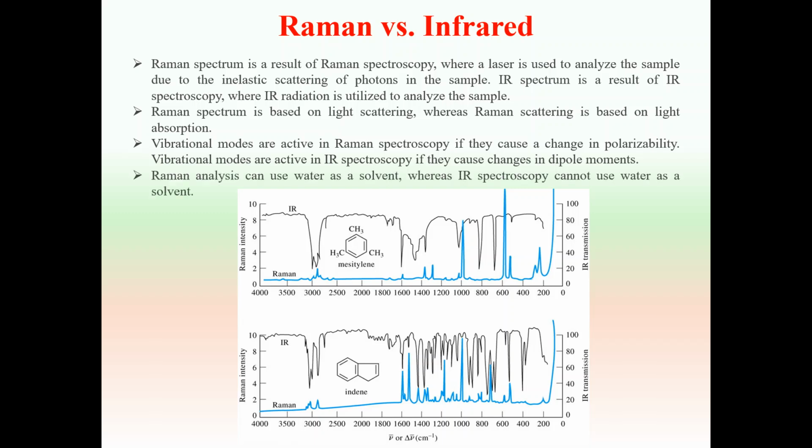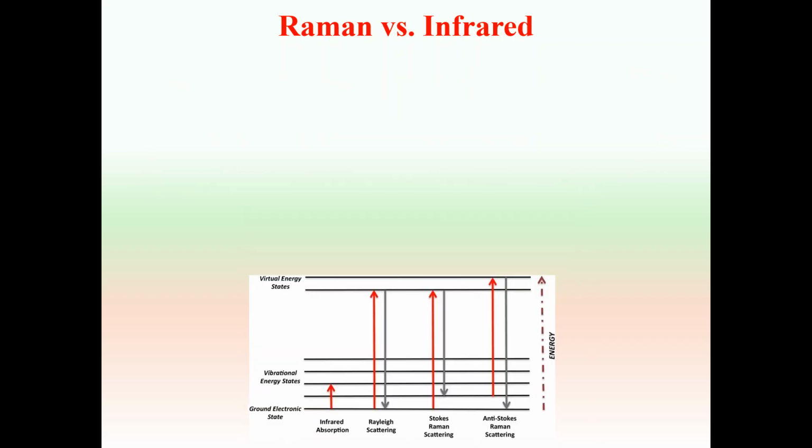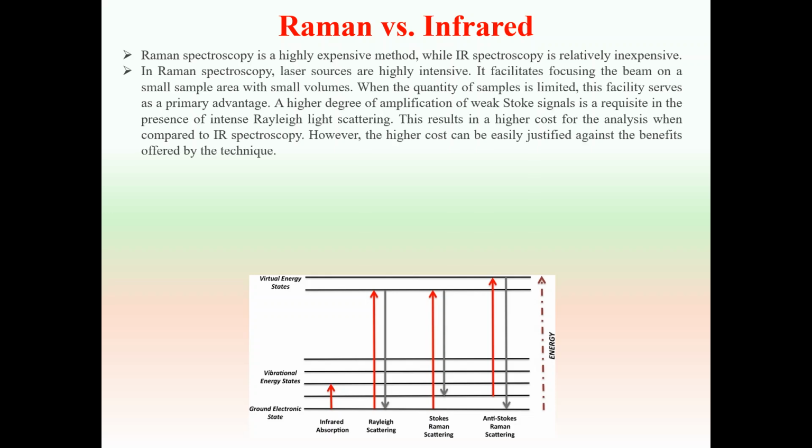Raman analysis can use water as a solvent, whereas IR spectroscopy cannot use water as a solvent. Raman spectroscopy is a highly expensive method, whereas IR spectroscopy is relatively inexpensive. In Raman spectroscopy, laser sources are highly intense. This facilitates focusing the beam on a small sample area with a small volume. So, when the quantity of sample is limited, this facility serves as a primary advantage.